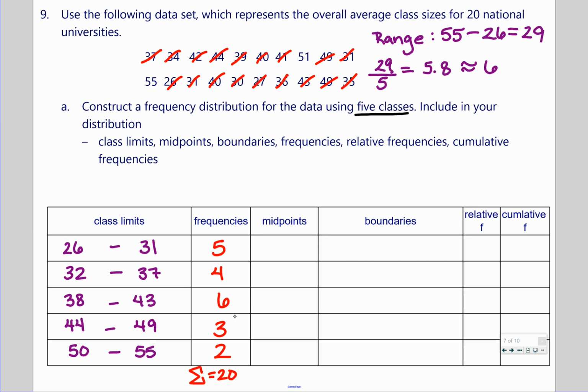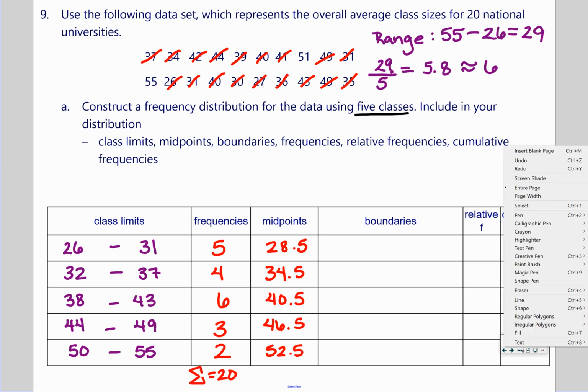All right, midpoints of each class, add up the ends, divide by 2. So 26 plus 31, divide by 2. Finding a midpoint, finding an average there. It's going to give me 28.5. 32 plus 37, divided by 2, gives me 34.5. 38 plus 43 divided by 2, 40.5. What do you notice is happening with those numbers? They're increasing again by the class width. So you can save yourself some time, 46.5, 52.5.